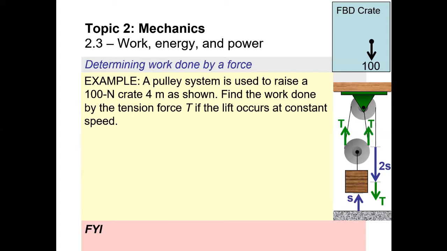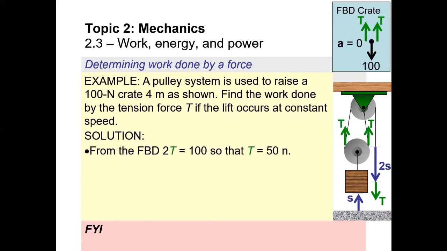We have two tensions there from two sides. Lift occurs at a constant speed. Acceleration equals 0. Resultant force also equals 0. 2 times T equals 100 Newton, or T plus T minus 100 equals 0. And 100 Newton is the weight. So T equals 50 Newton.